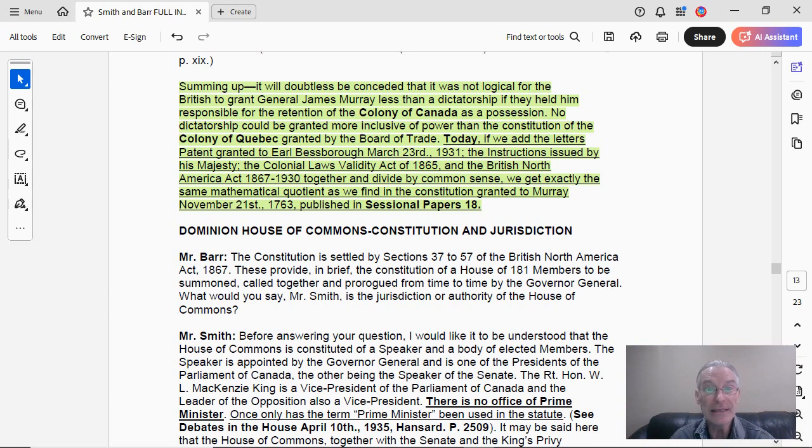Summing up, it will doubtless be conceded that it was not logical for the British to grant General James Murray less than a dictatorship if they held him responsible for the retention of the colony of Canada as a possession. No dictatorship could be granted more inclusive of power than the Constitution of the Colony of Quebec granted by the Board of Trade. Today, if we add the letters patent granted to Earl Bessborough in 1931, the instructions issued in 1935, and the British North America Act 1867 together and divide by common sense, we get exactly the same mathematical quotient as we find in the Constitution granted to Murray November 21st, 1863, as published in the Sessional Papers, which he has already referred to as an absolute, complete dictatorship.